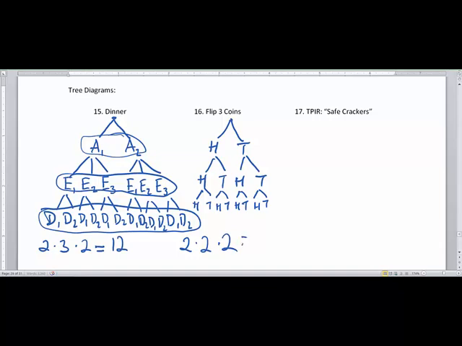So 2 times 2 times 2 is 8. Not 6, which is a common mistake because we had two choices at each row.